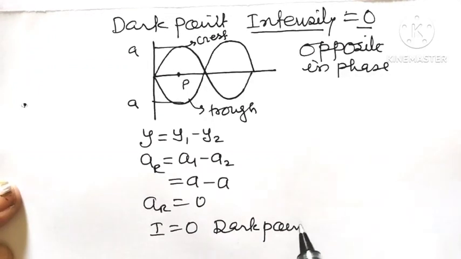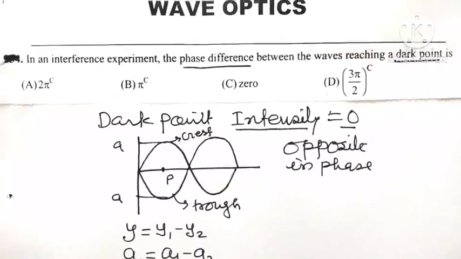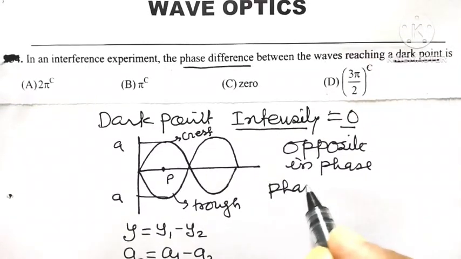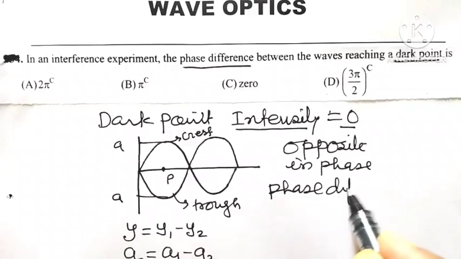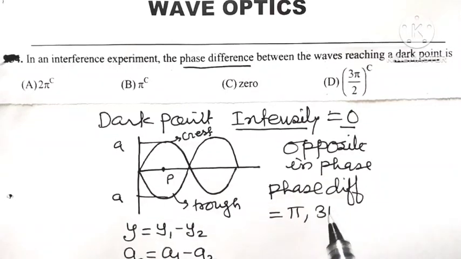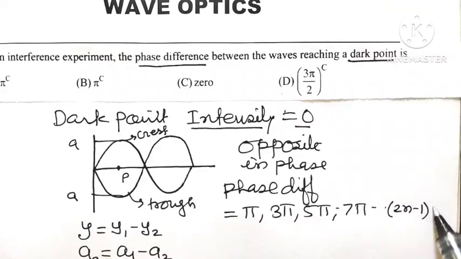So the condition required for formation of a dark point in an interference pattern is that the two interfering waves must be opposite in phase. What is the phase difference? Two waves are said to be opposite in phase whenever the phase difference between them is either pi or 3 pi or 5 pi or 7 pi, or it is an odd integral multiple of the phase angle pi radian.